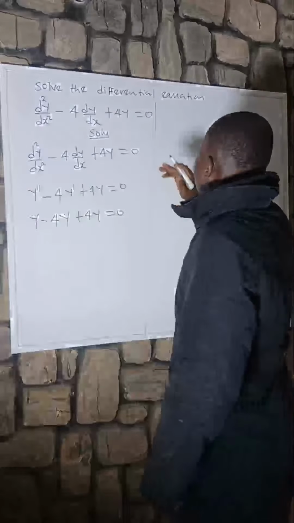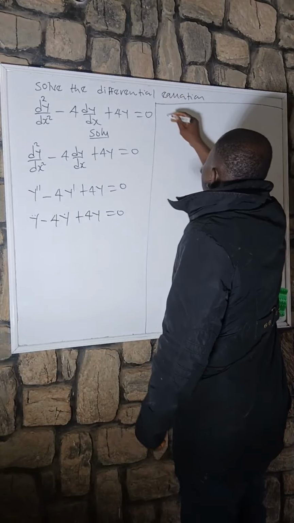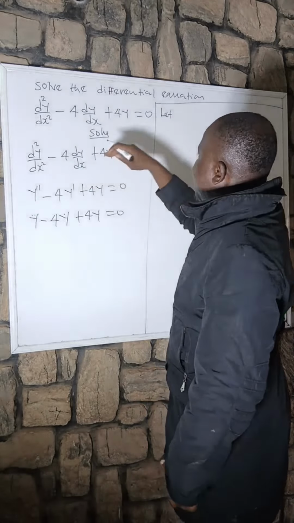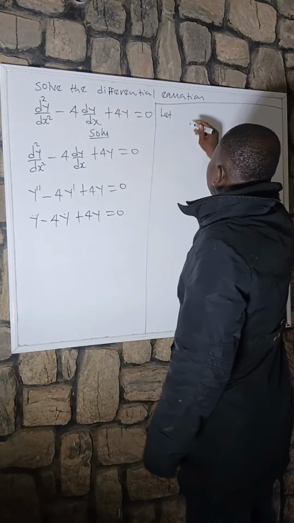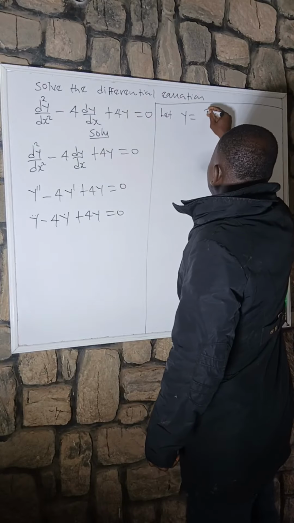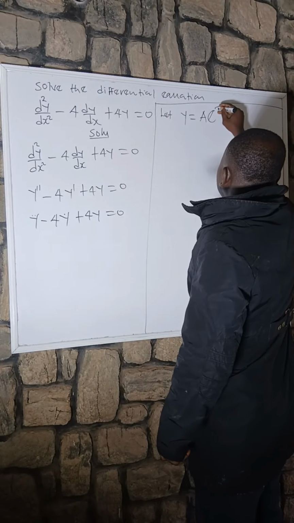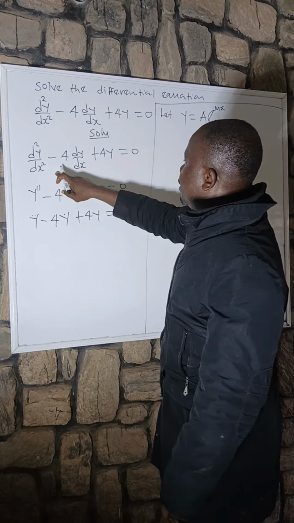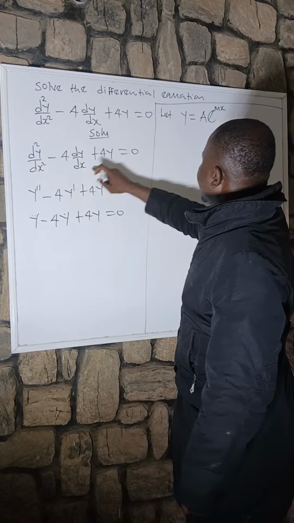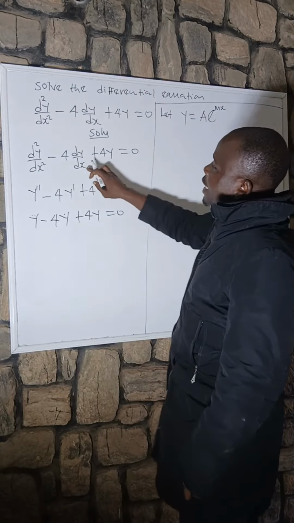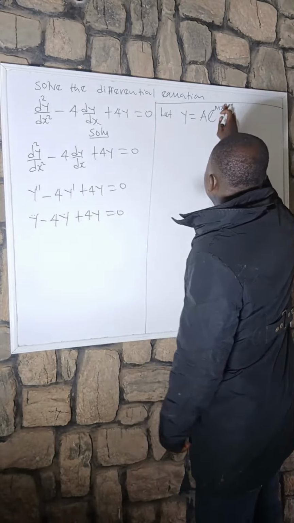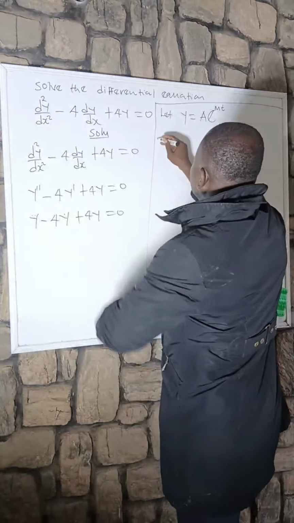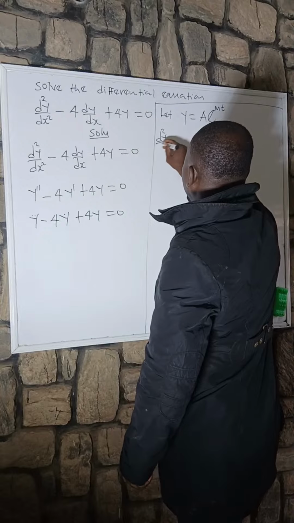This second order differential equation is this. We now write, since the dependent variable is y, so let y be equal to a exponential mx. Since the independent variable is x, we use mx. But supposing here is t, you make use of t here. Take note.